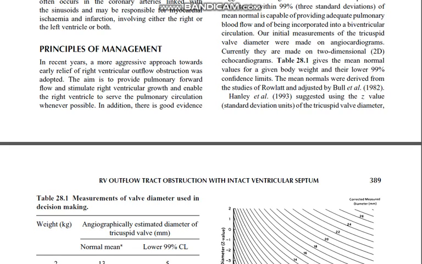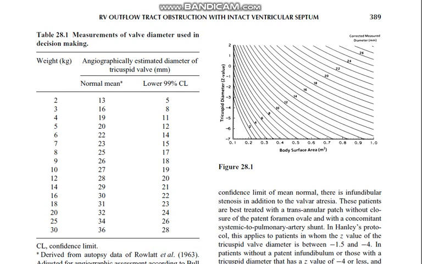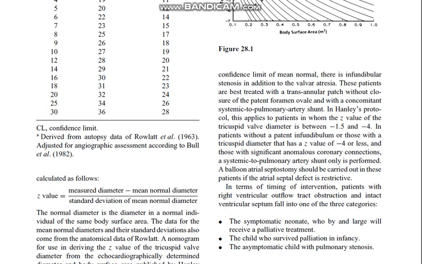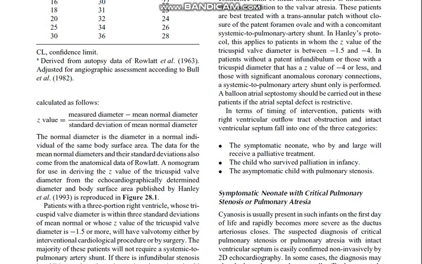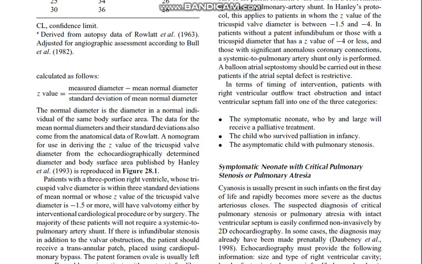Hanley et al. suggested using the Z value, in standard deviation units, of the tricuspid valve diameter. Before going to this, we are going to discuss Table 28.1, measurements of valve diameter used in decision making. The Z value is equal to the measured diameter minus the mean normal diameter, divided by the standard deviation of the mean normal diameter. The normal diameter is the diameter in a normal individual of the same body surface area.